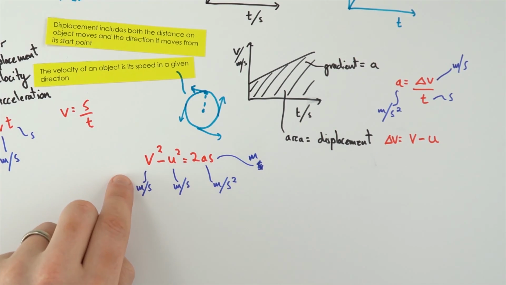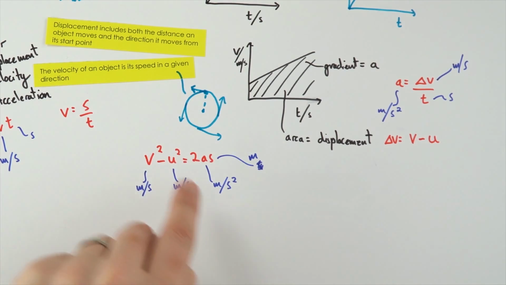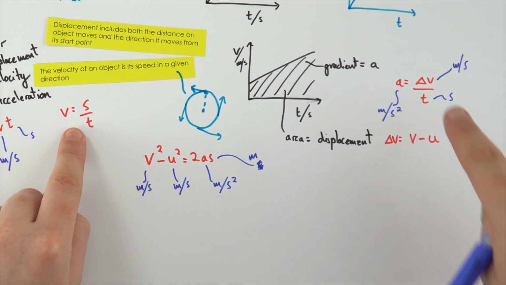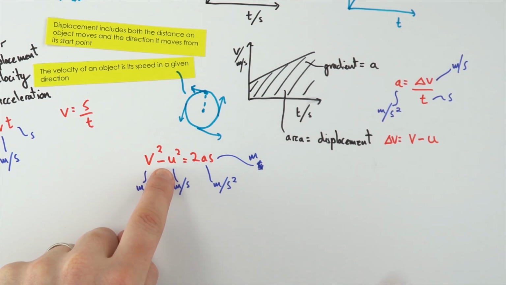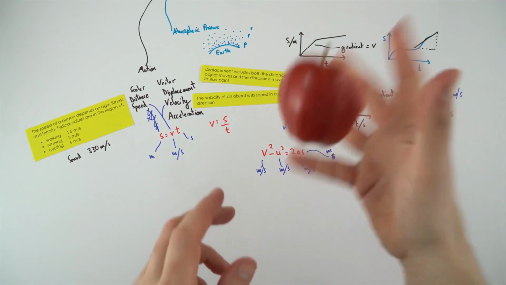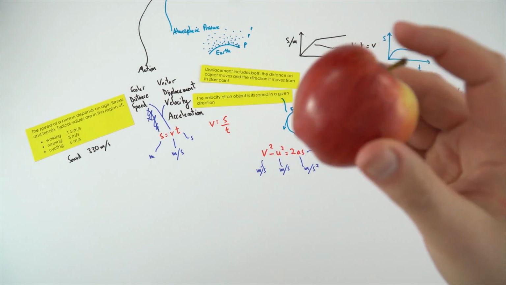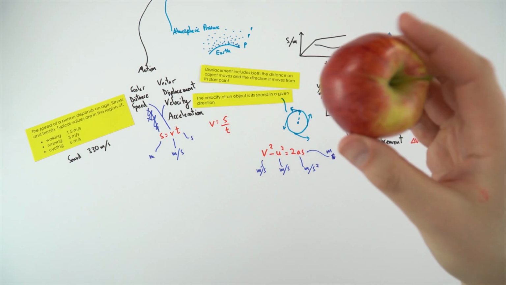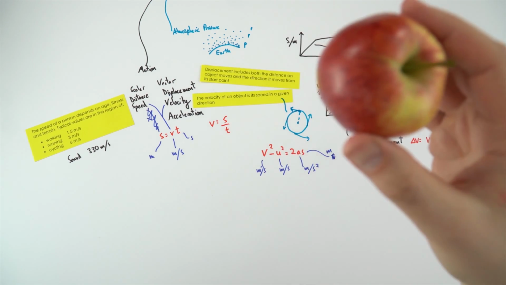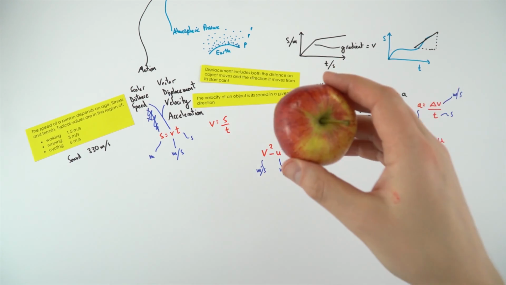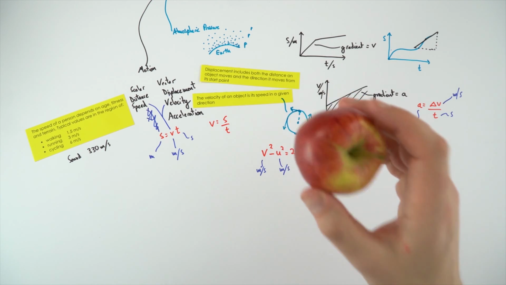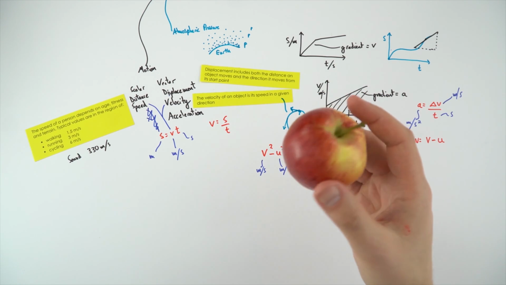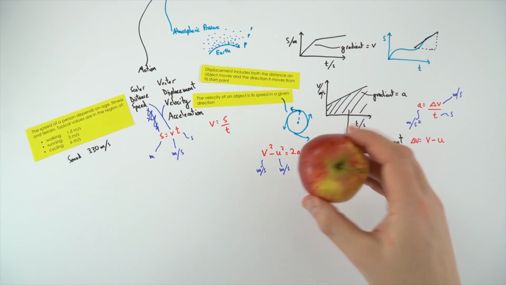So if you get a question and you can identify what you know from the question, you can often decide which equation you can then use to work out your final answer. Now, if you had an object which starts falling, initially it's going to accelerate quite quickly and get faster and faster. For the apple falling towards the ground, there's going to be a constant downwards force called weight, and this doesn't change. But its air resistance increases as it gets faster and faster.